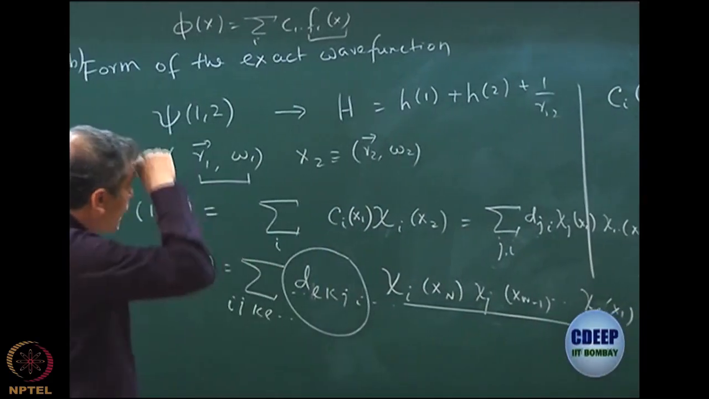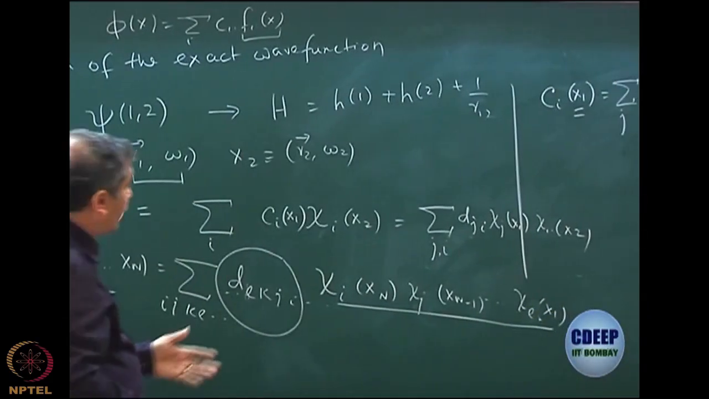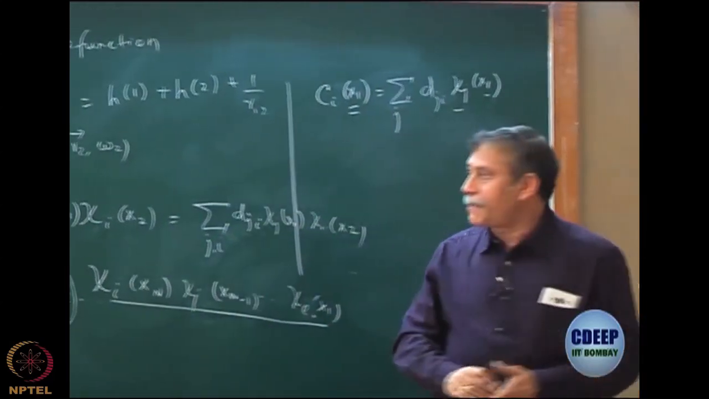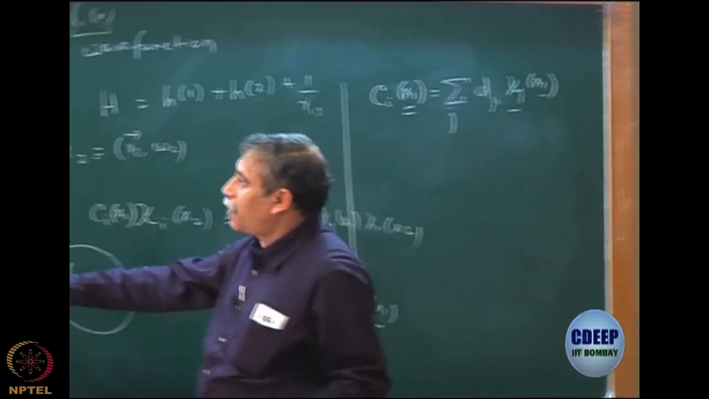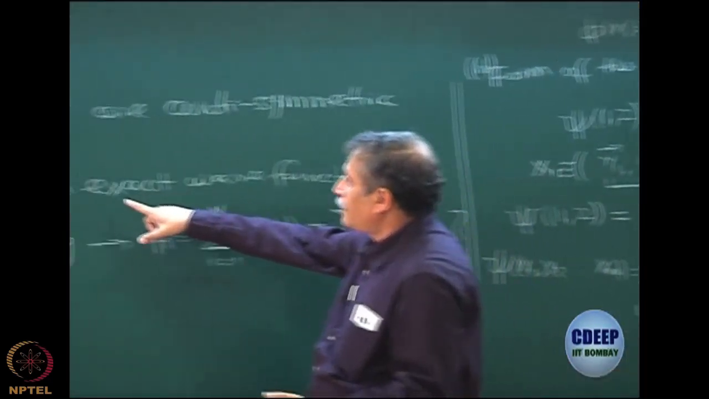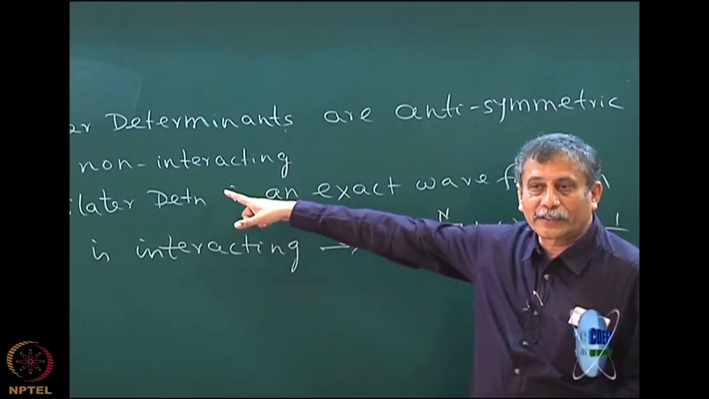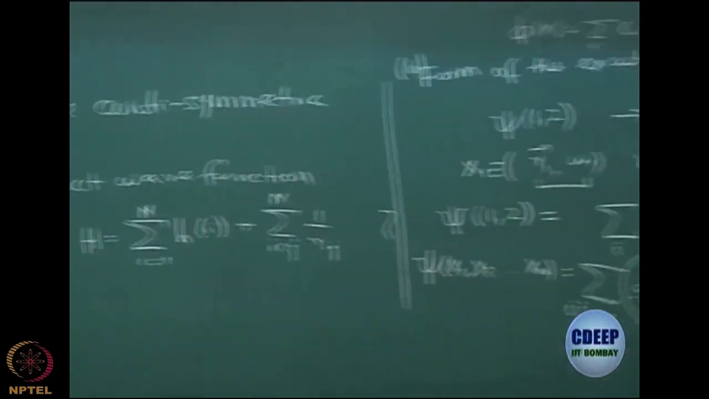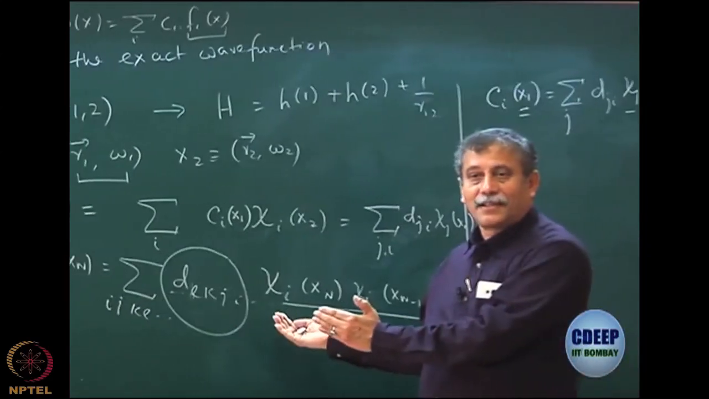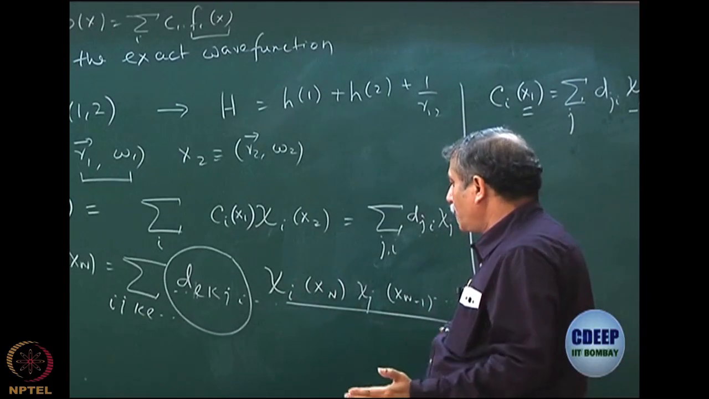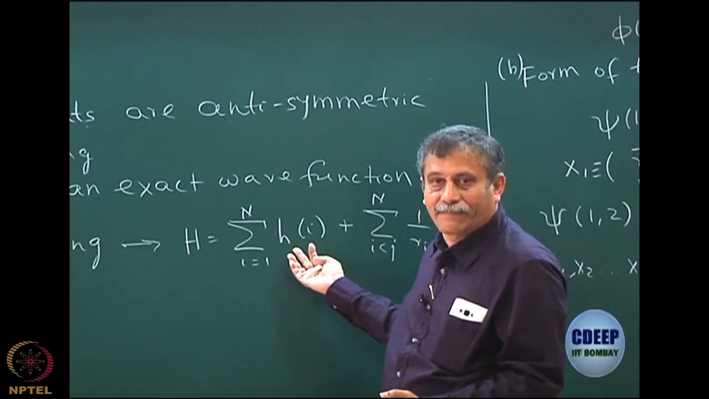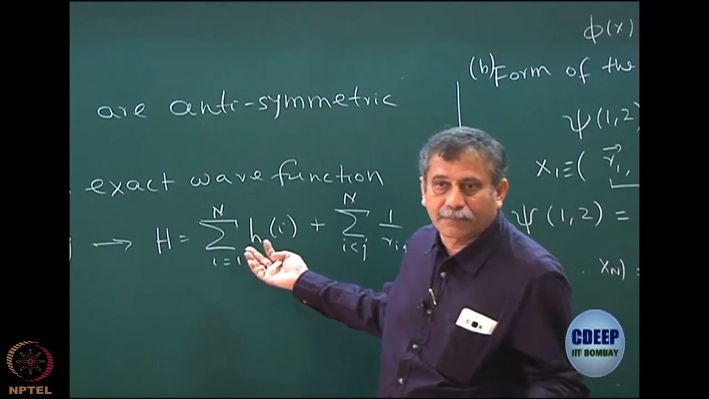So eventually, what is important is that this is a product of n basis functions, and if you remember, one of this product was what I called an exact wave function for a non-interacting Hamiltonian. In fact, for a non-interacting Hamiltonian, any one product would be an exact function, because the wave function is a product of the spin orbitals, which are eigenfunctions of the H. I can take this as a basis, for example.